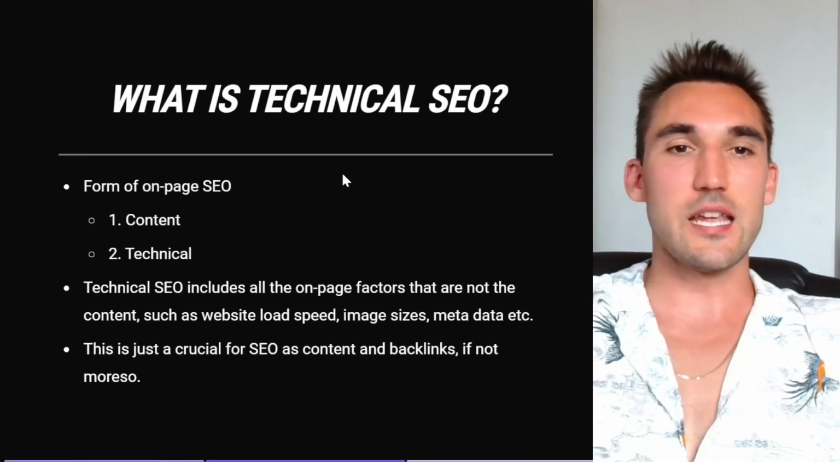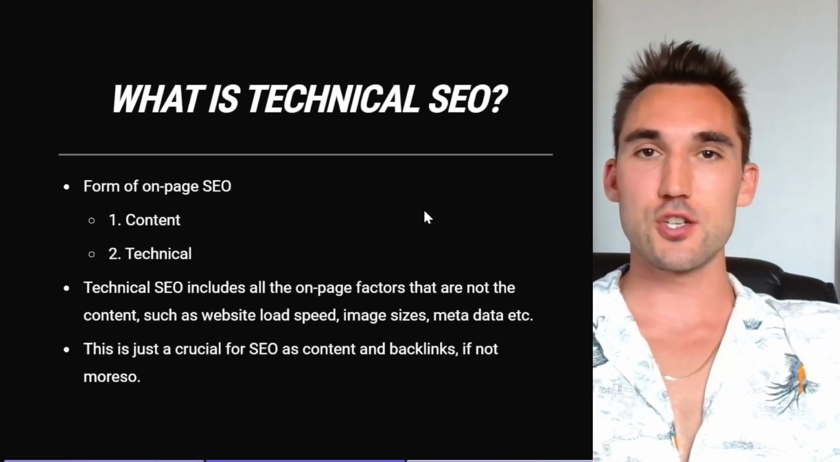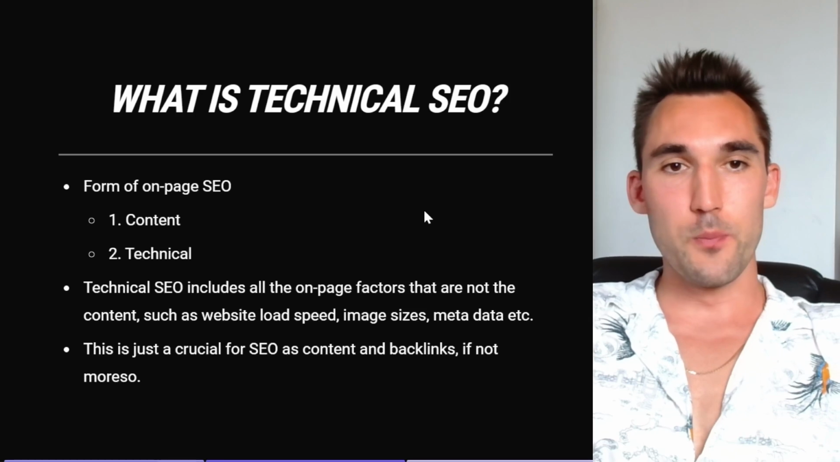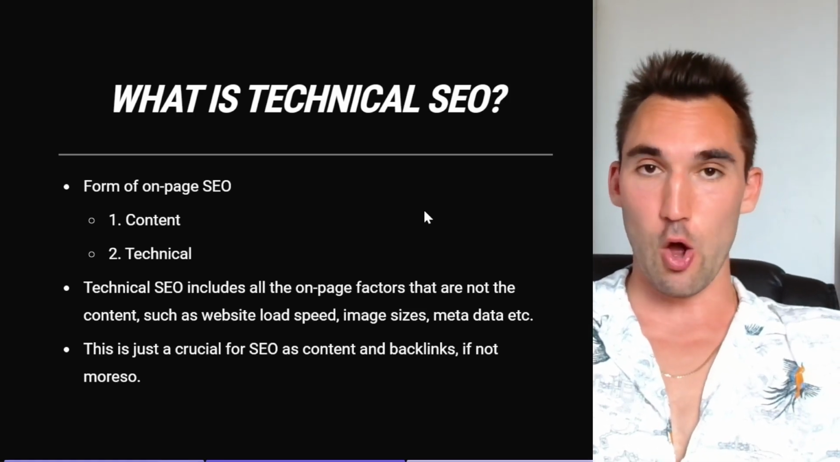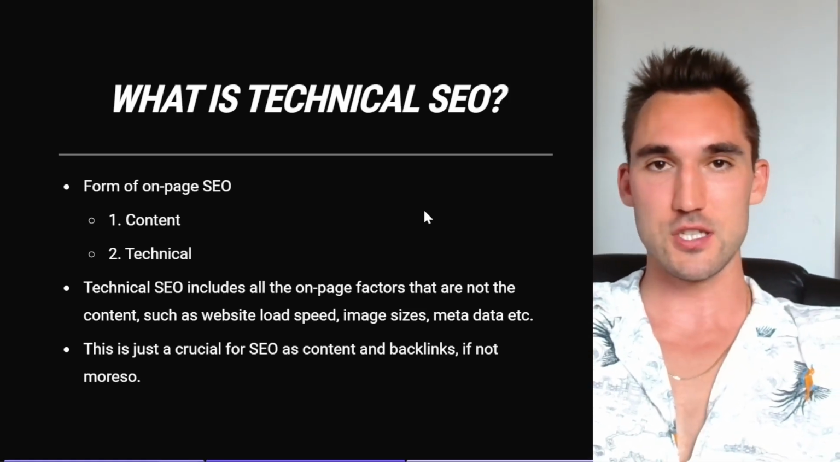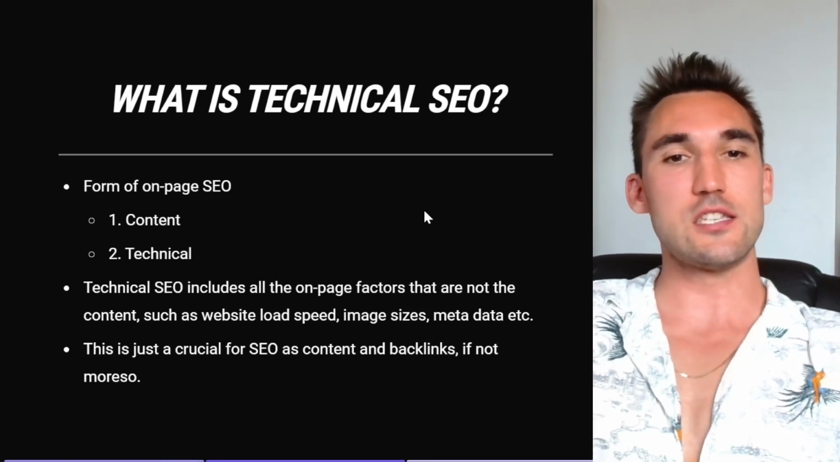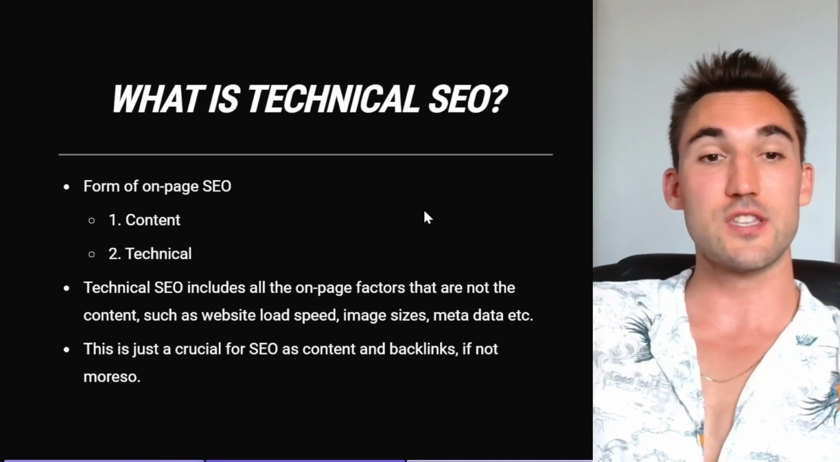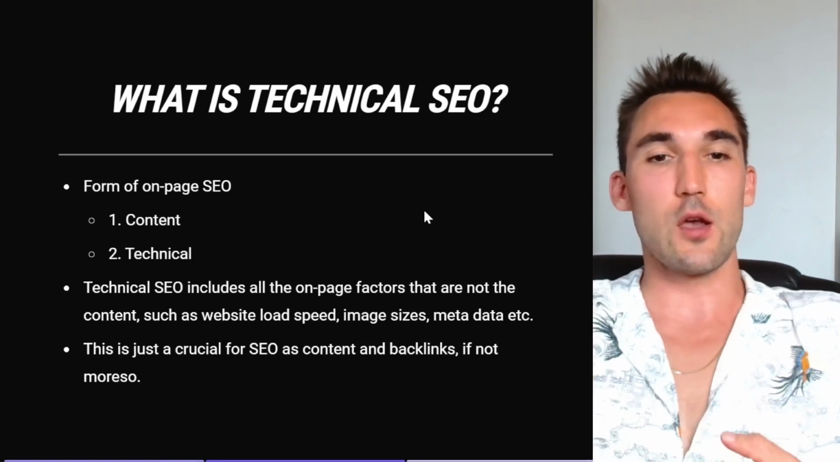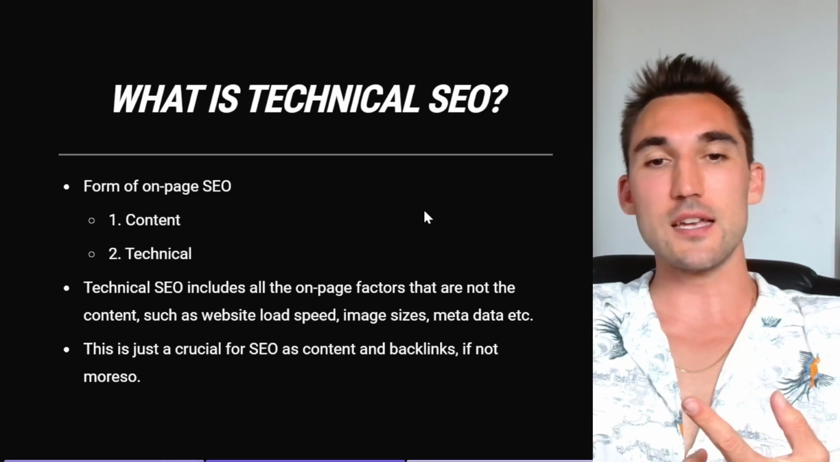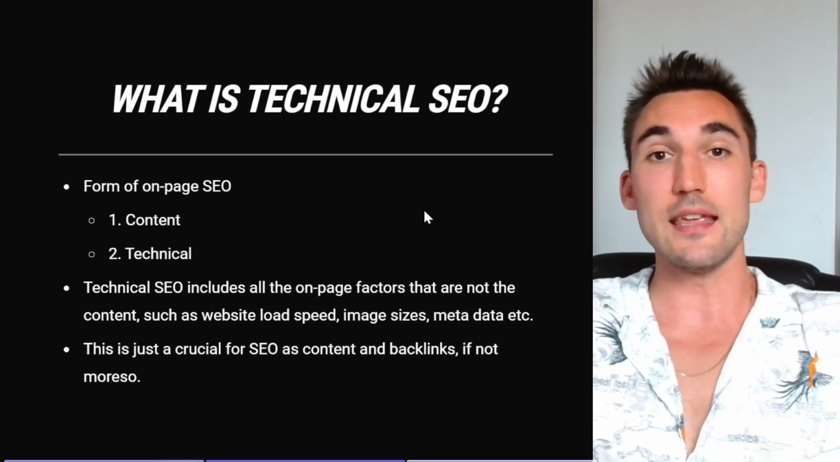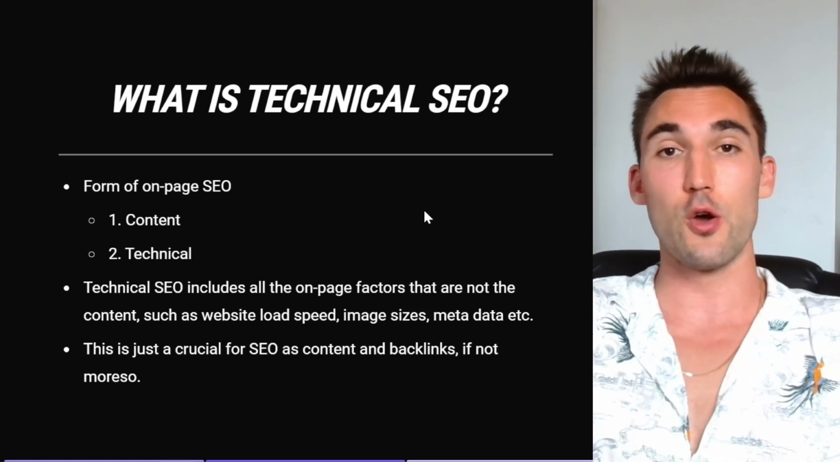So what is technical SEO? Technical SEO is actually a form of on-page SEO. So you've got two parts of on-page SEO. One is the content, so the blogs, the articles, the pages, the actual content written on it. And the second is technical SEO. So technical SEO includes all of the on-page factors that are not the content. So things like website loading speed, image sizes, alt text, metadata, headings, and things like that. And I'm going to go into all of those in this video.